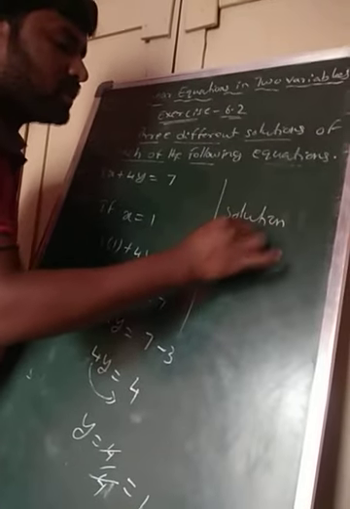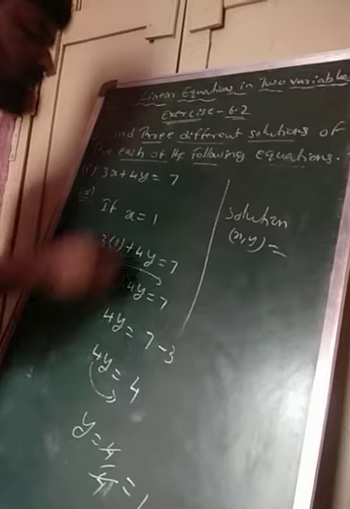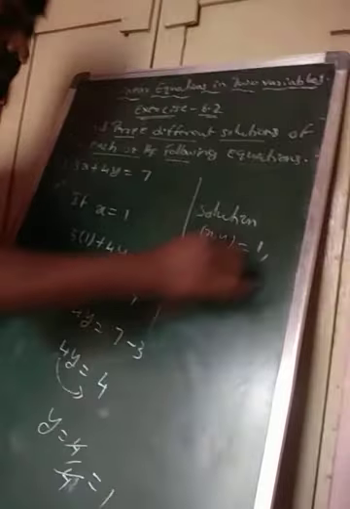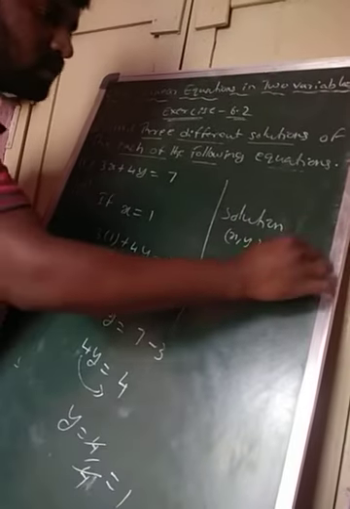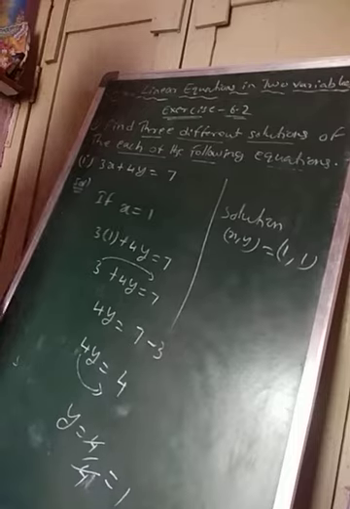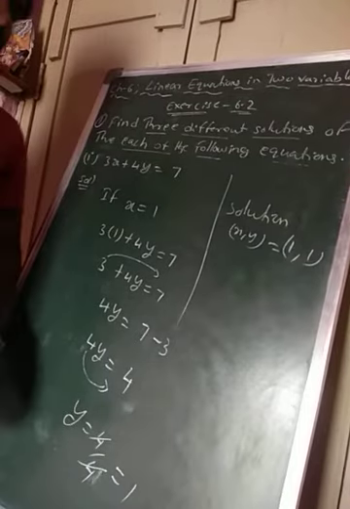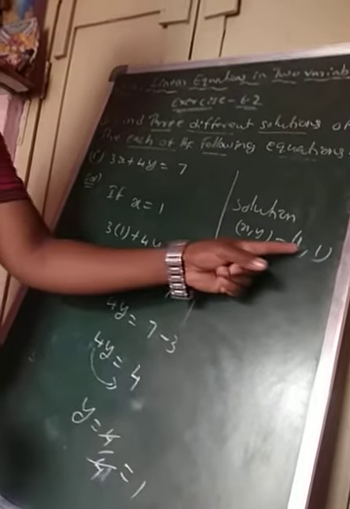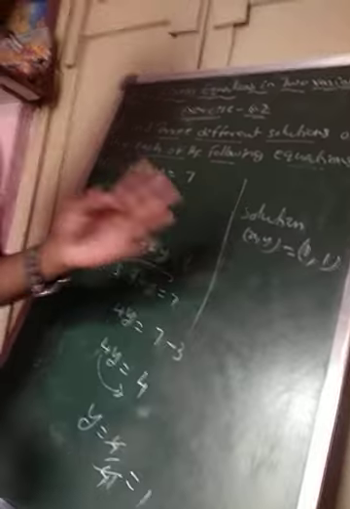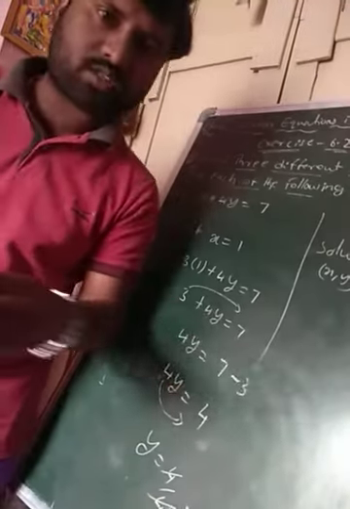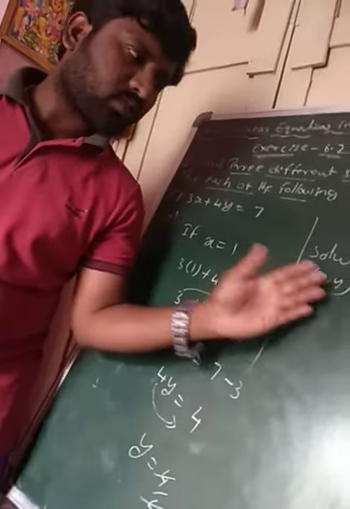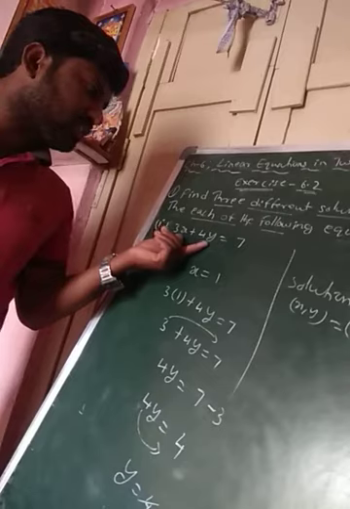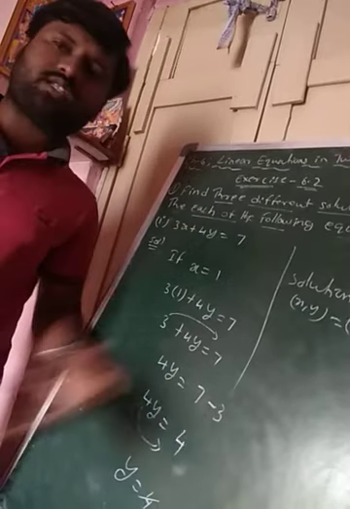Solution (x, y): the value of x is 1, which means the value of y is equal to what? 1. So these are the solutions. If we substitute the value of any solution, just now we found 3 solutions, one value for x and one for y, in the place of x and y, you will get LHS equals RHS.